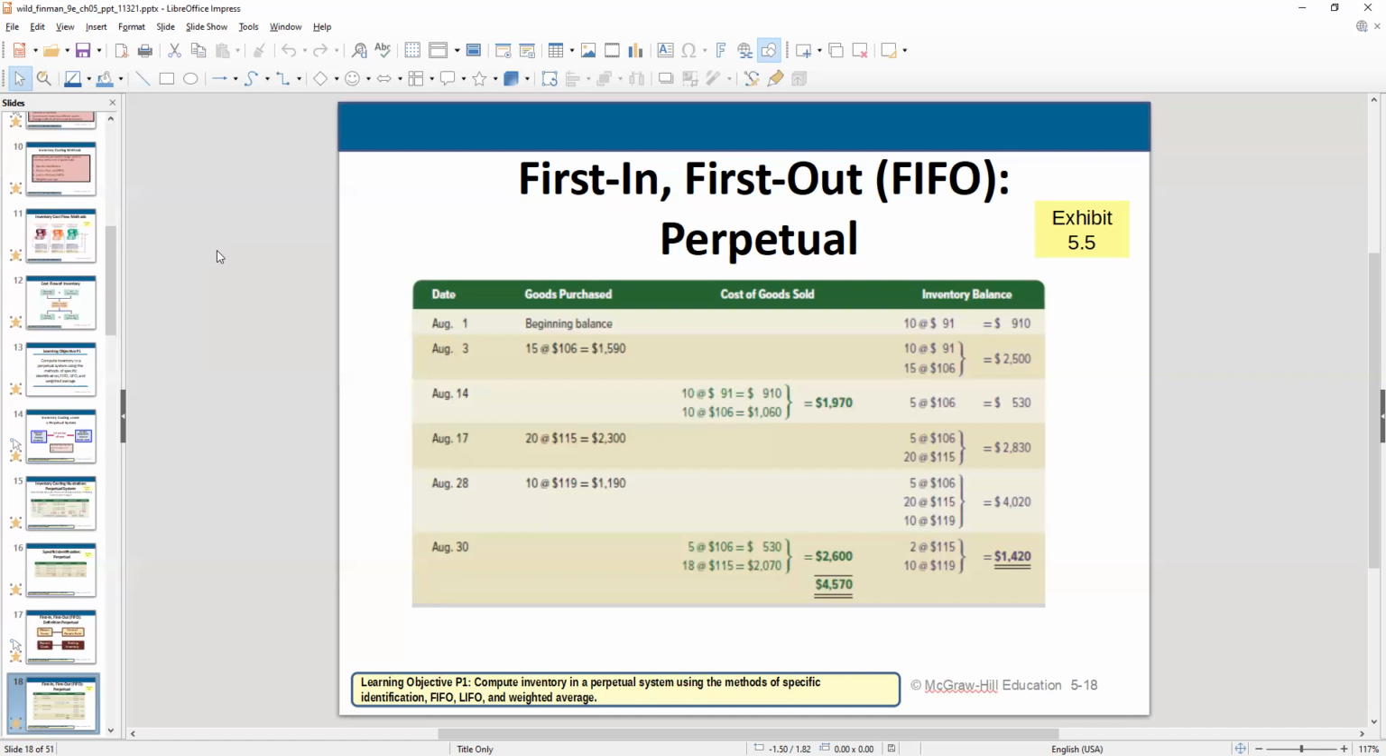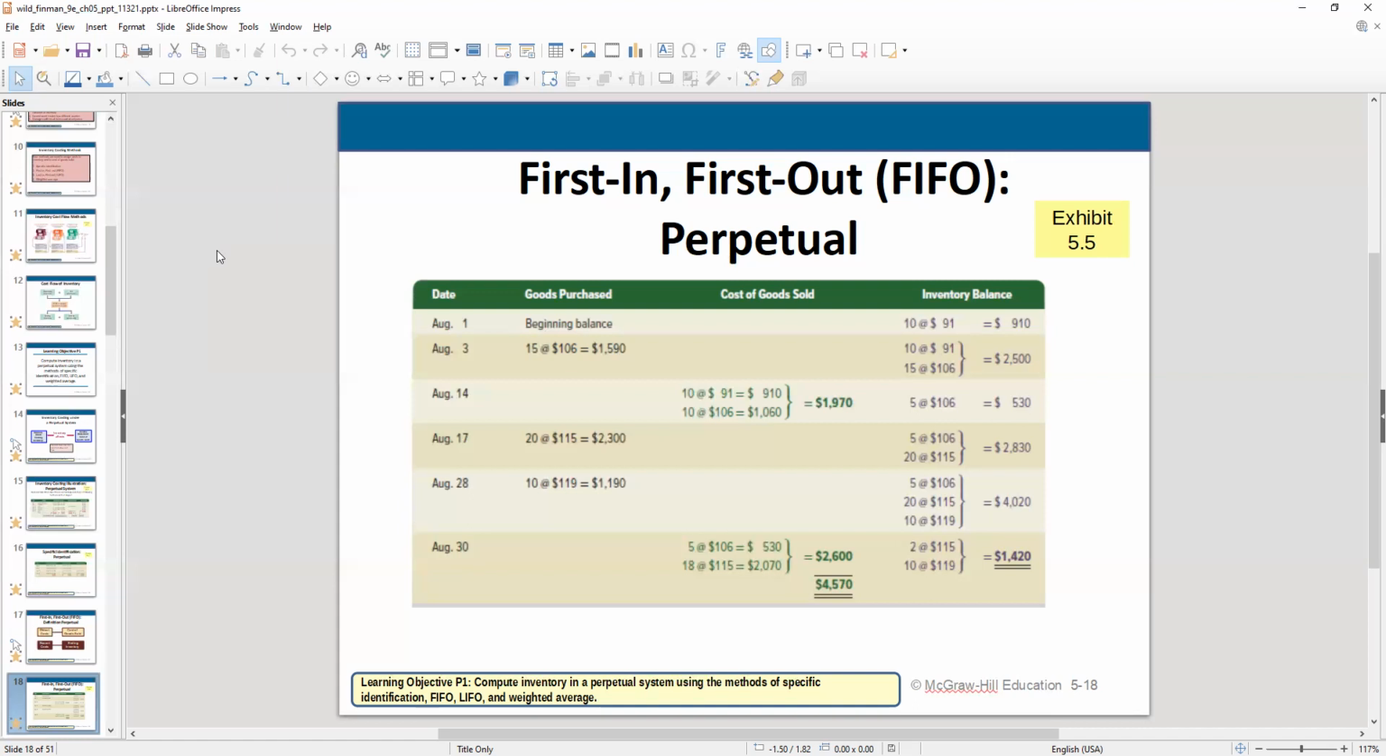On the 28th, we buy 10 more bikes at $119. So that gives us, we purchased $1,190. So now we have 5 bikes at 106, 20 bikes at 115, 10 bikes at 119 for a total of $4,020. On August 30th, we sell 23 bikes.